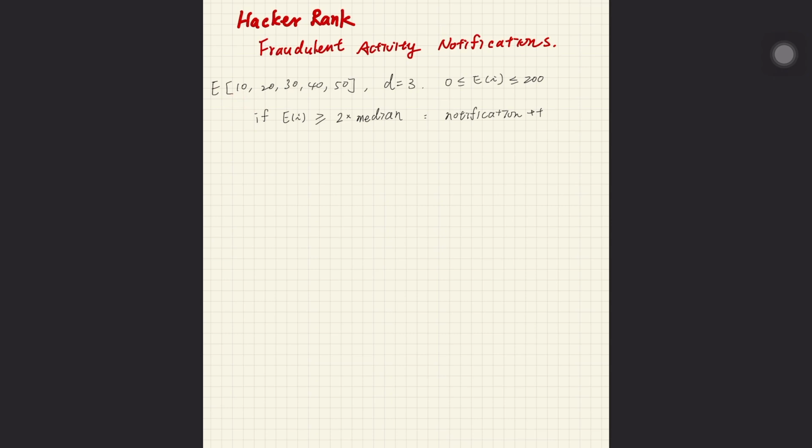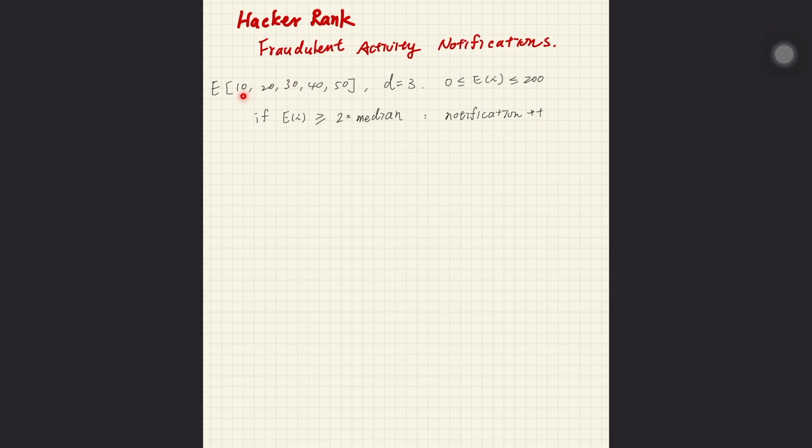We move the window from 10, 20, 30 to 20, 30, 40. In this window, the median number is 30, and E of I is 50. The 50 is not greater than or equal to 2 multiplied by 30, which is 60, so we do not add to our notification count.